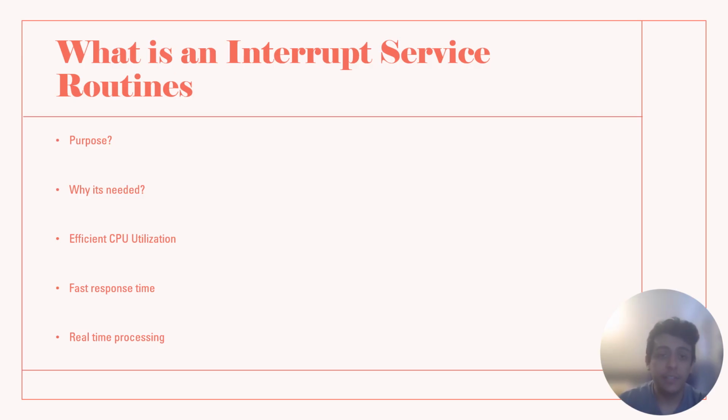And next we have a fast response time, meaning that critical tasks like reading sensor data or managing network traffic can be executed immediately without delay. We also have real-time processing, which means that in embedded systems and real-time applications, ISRs ensure that time-sensitive operations like motor control and data handling happen precisely when needed. And lastly, we have device communication, which basically means that ISRs help process external device inputs like a keyboard, efficiently responding to events as they happen.